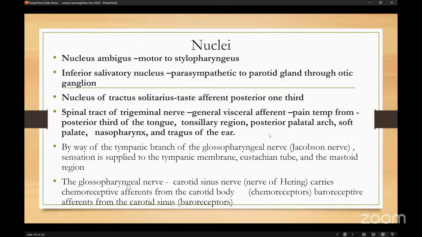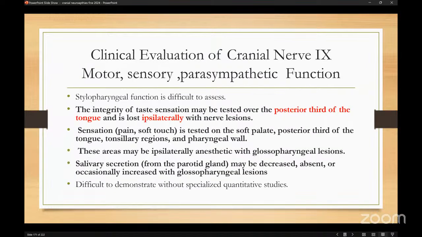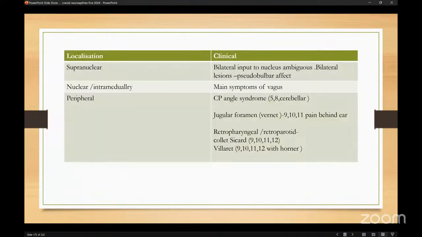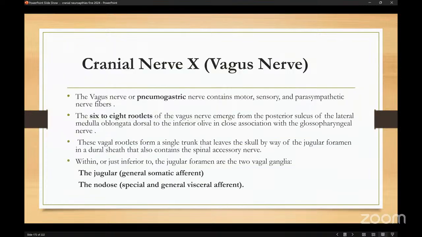By the tympanic branch of the glossopharyngeal nerve, called Jacobson nerve, it is supplying the tympanic membrane, and there can be Jacobson nerve neuralgia. So how do you evaluate the ninth cranial nerve? Basically, posterior one-third of taste sensation and salivatory secretions from the parotid gland. You can't really judge from the motor examination. We'll directly go now to the 10th cranial nerve.